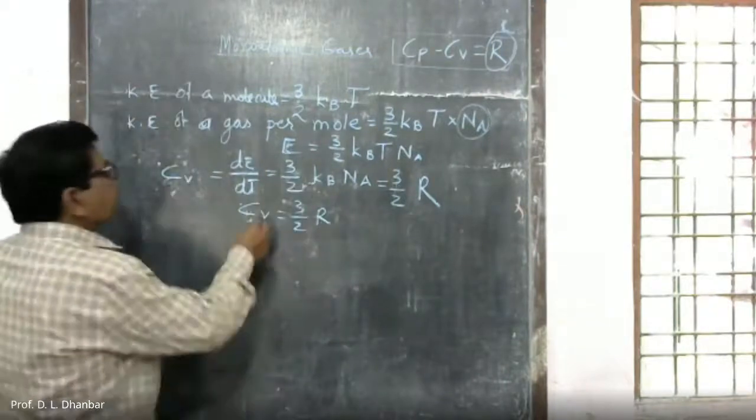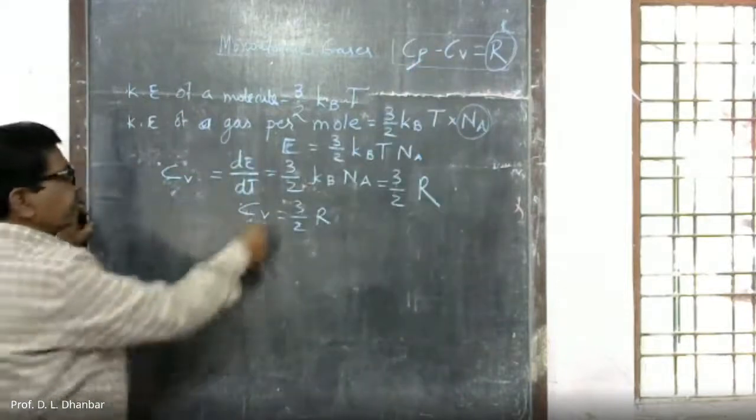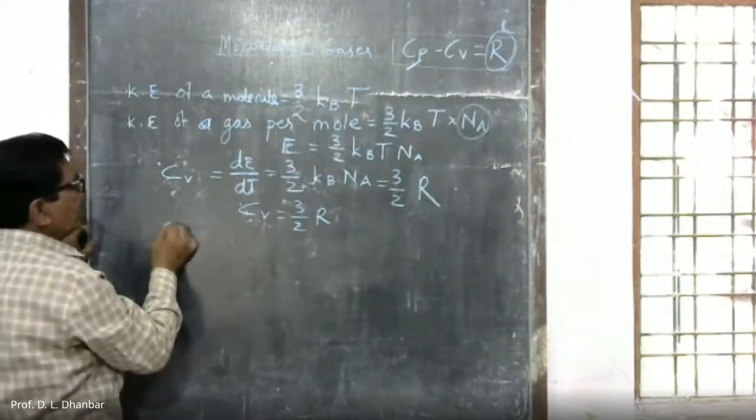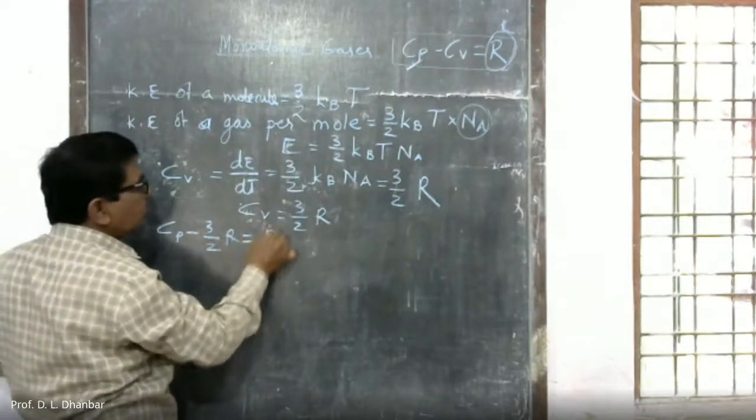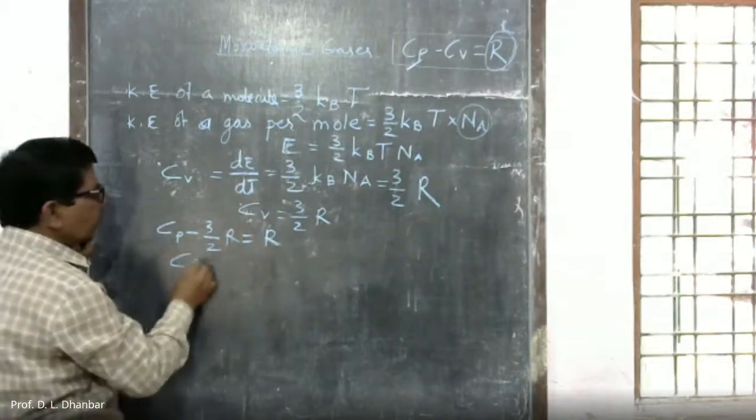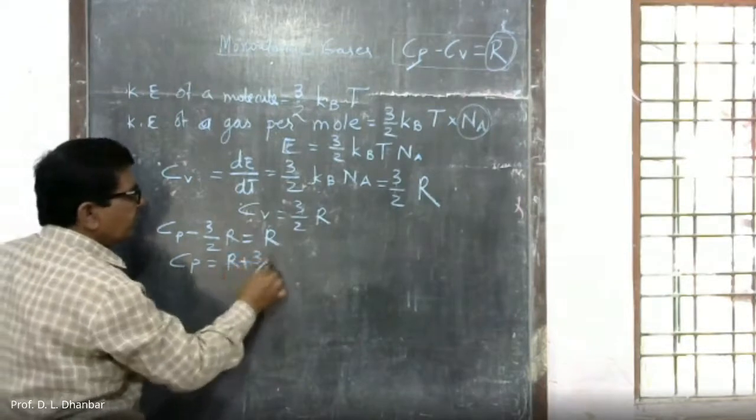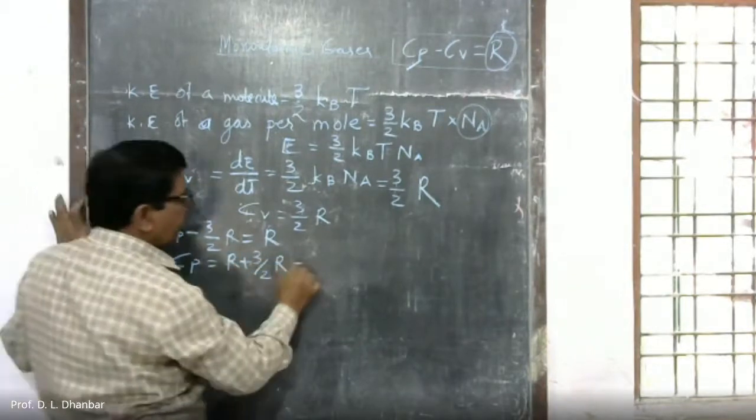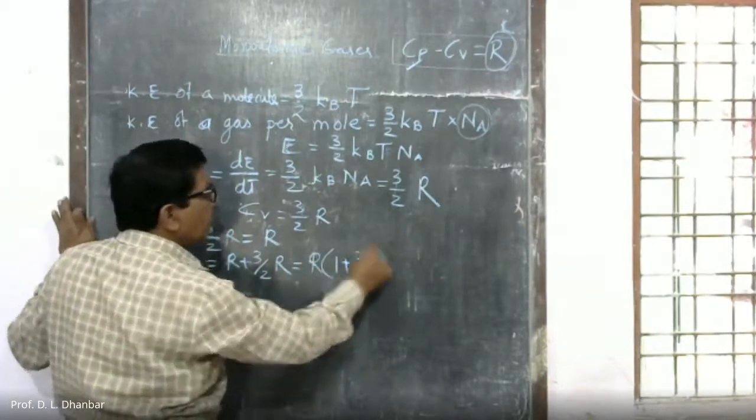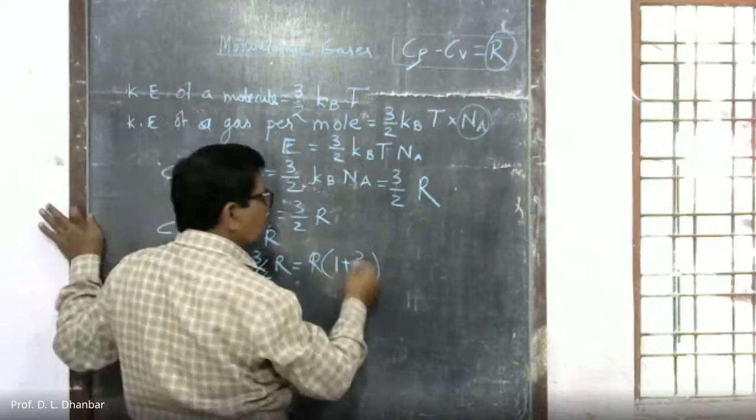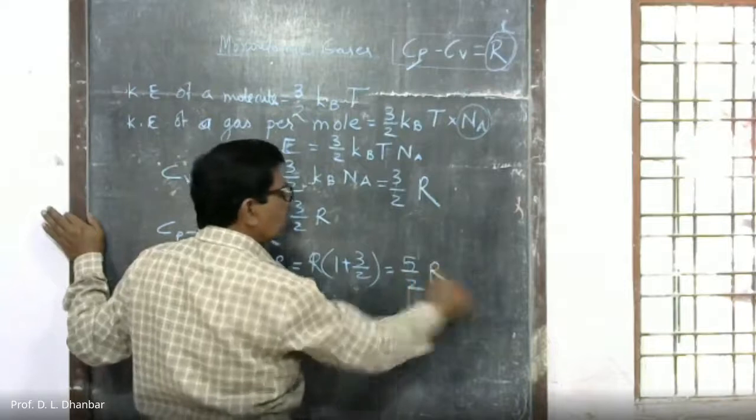Okay. So we have Mayer's relation. If you substitute this value in that equation, then what you get is Cp minus 3 by 2 into R is equal to R, or Cp is equal to R plus 3 by 2 times R. Here R is common, so you get 1 plus 3 by 2, which is 2 plus 3 over 2, that is 5 by 2 into R.